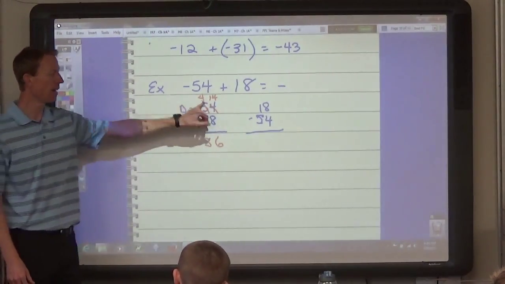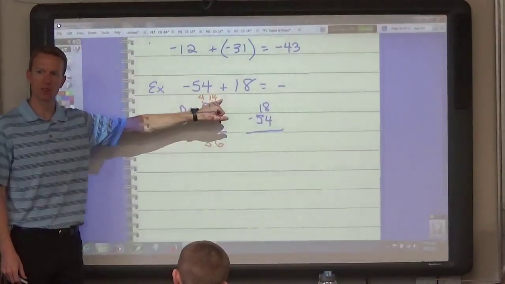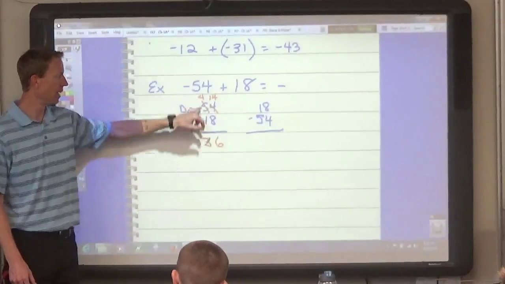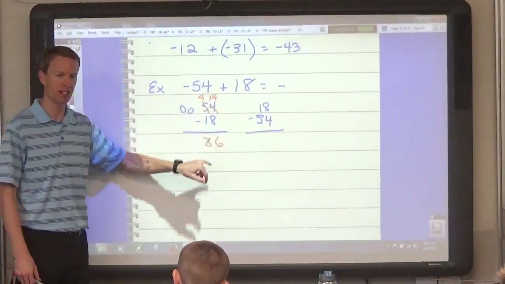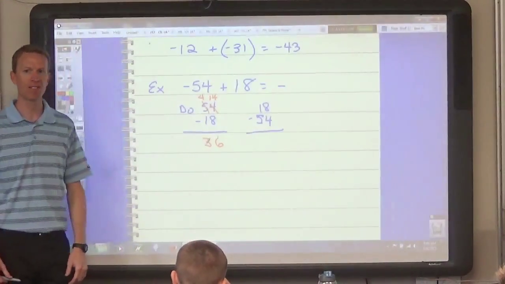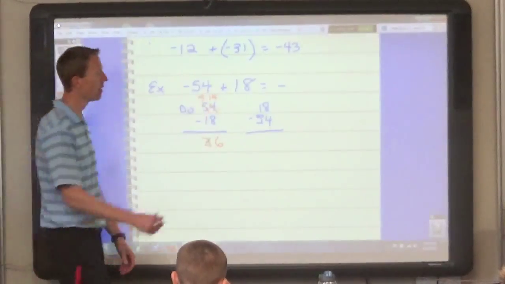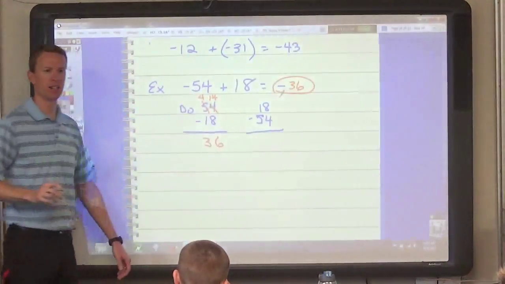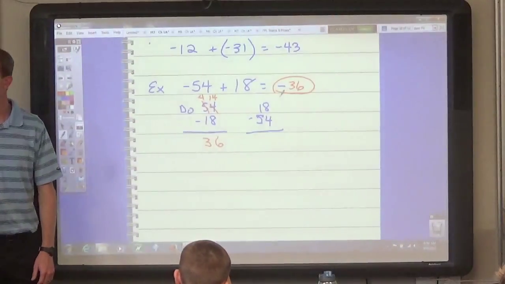So we take away a 10, break it into ones. So now we have 14 ones. Take away 8 ones. And then 4 tens minus 1 ten. Is our answer positive or negative? It's negative 36, isn't it? Because negative 54 is the bigger absolute value.